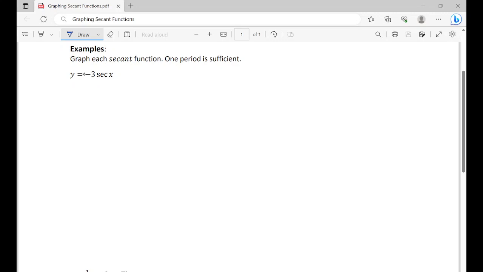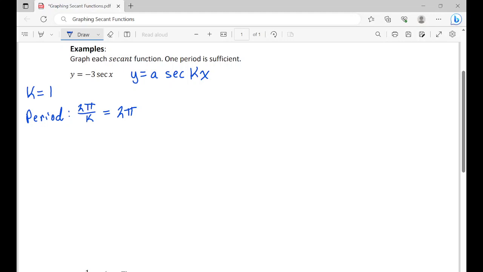So we have y equals -3 secant x, which is in the form of y equals a secant kx. So here k is equal to 1, because that's the number immediately in front of x. And here we can find the period, and the period is 2 pi over k. So with k being 1, our period is 2 pi. Now we need to find the asymptotes to graph secant.